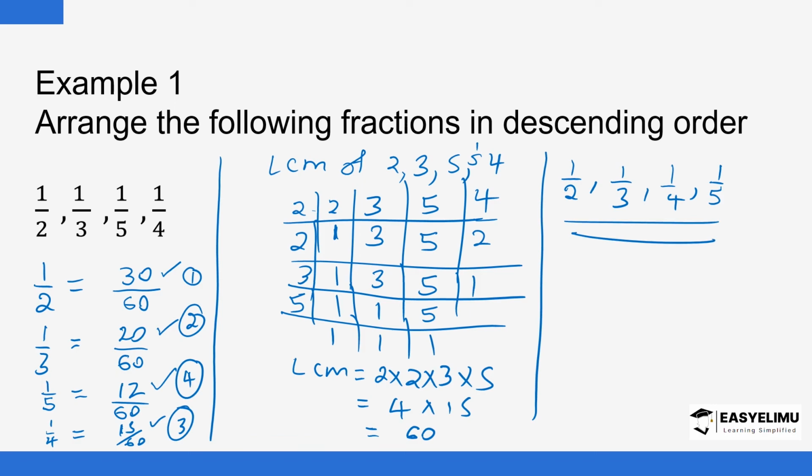So you can decide to multiply them or express them as percentages. You can also decide to express them with a common denominator. So how do you get the common denominator? You check the LCM of the denominators 2, 3, 5, and 4. And then from there, you'll be able to compare the numerators after you've expressed them with the same denominator.